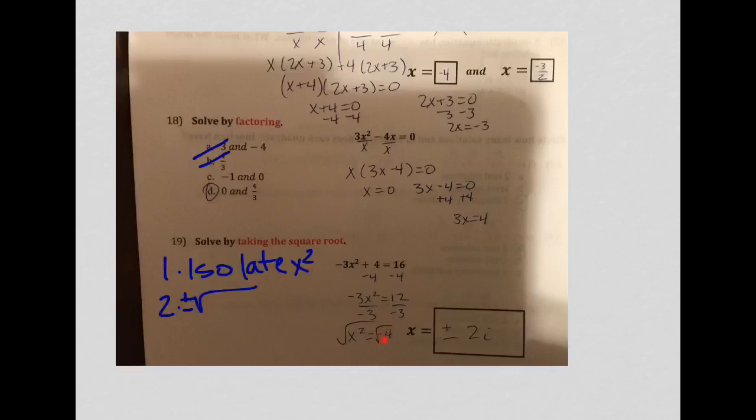So I take square root of negative 4. The negative, there's my plus or minus. The negative gives me the i. Square root of 4 is 2.